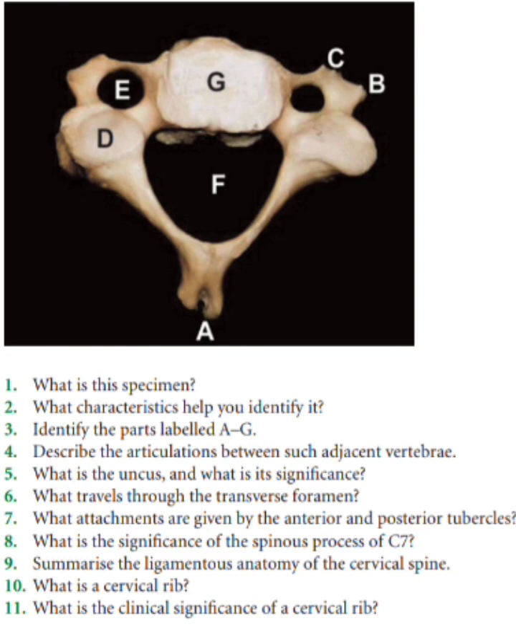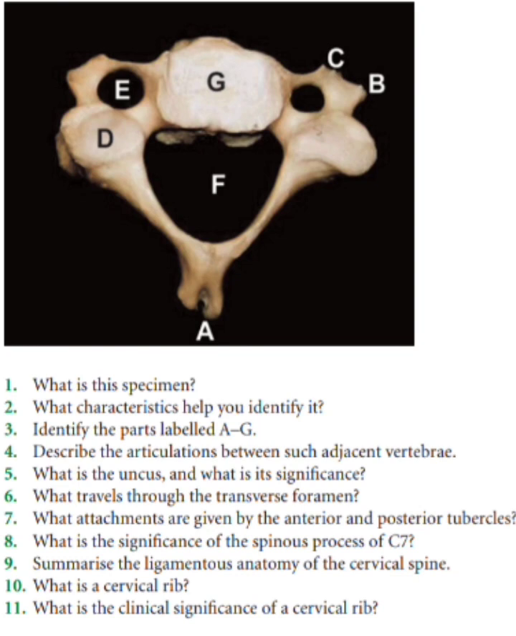Number 7. What attachments are given by the anterior and posterior tubercles? Attachment of scalenus anterior, scalenus medius and scalenus posterior muscles in the neck. Question number 8. What is the significance of the spine of C7? It can be palpated, so it can be used to identify the spines of the vertebrae below this level. The 7th cervical vertebra is called vertebra prominens.